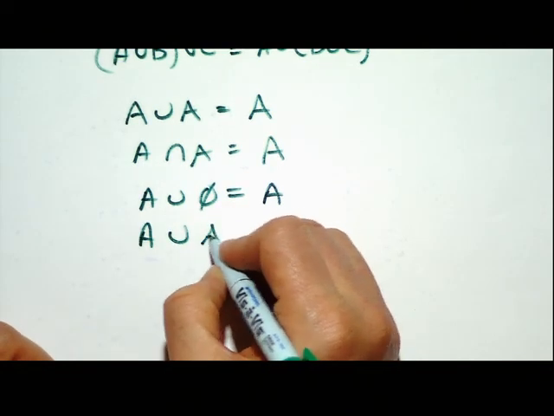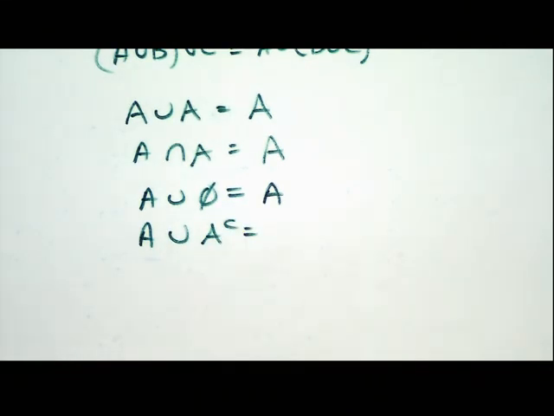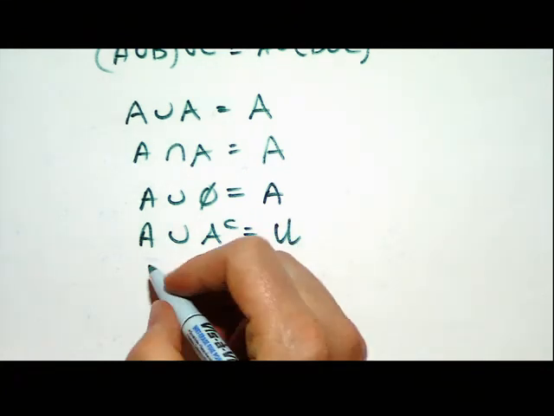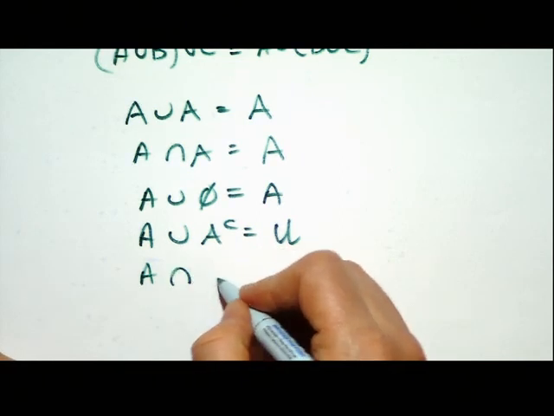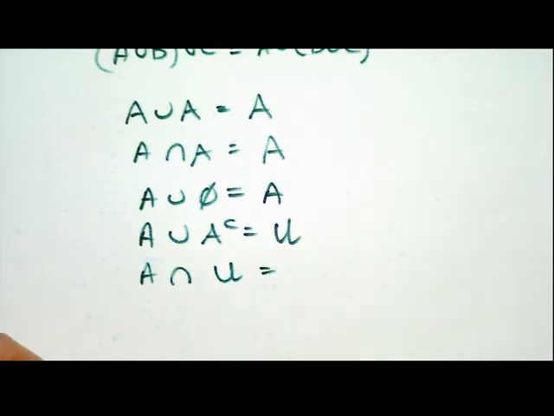What is A union A complement? It's the universe of discourse. And what is A intersect with the universe? A, good. So this stuff is basically as straightforward as it looks. If you take the complement of the complement, you get the set back, so double negation works.